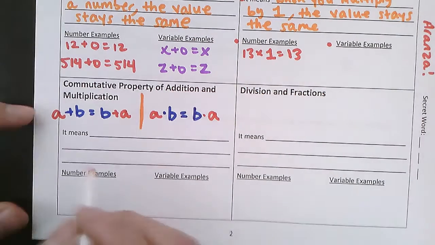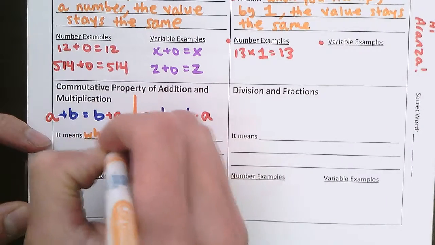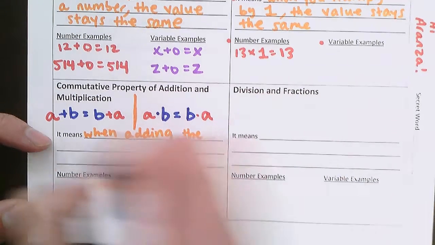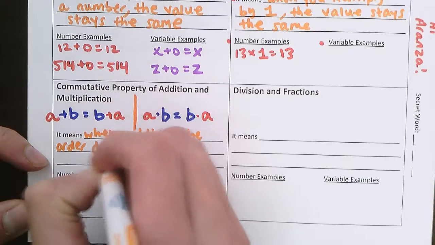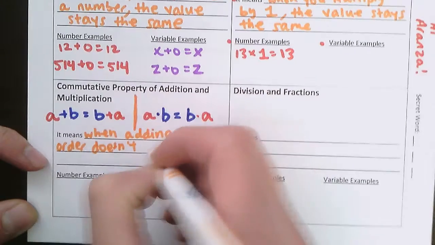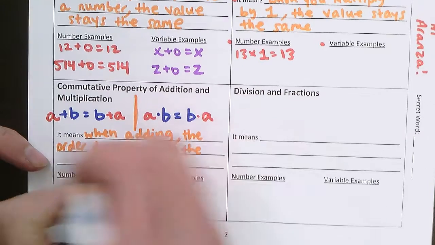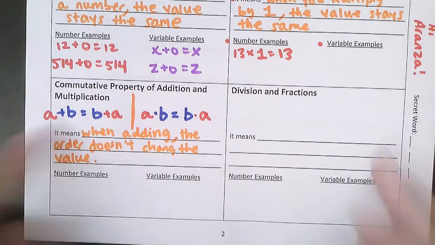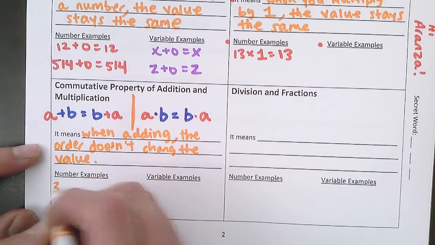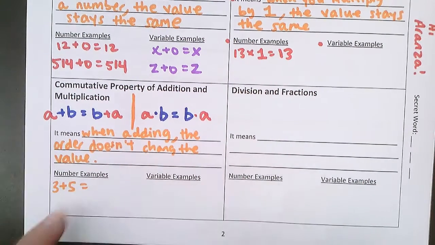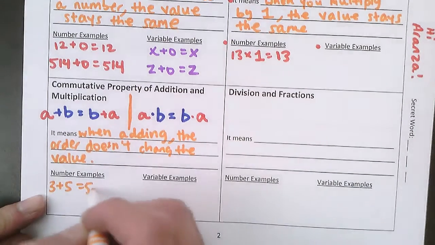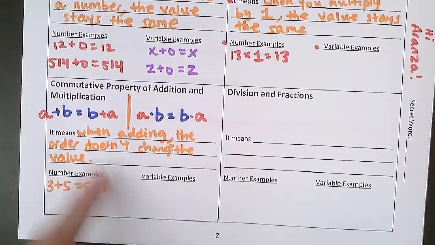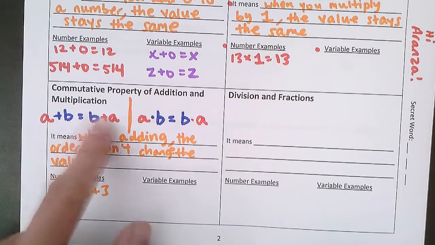And what this means is, when adding the order doesn't change the value. When you're adding, I can have a number like 3 plus 5, that's 8. If I change the order of it and make it 5 plus 3, that's also going to be equal to 8, so the value doesn't change. I've got my E here. So when you're adding, the order doesn't change the value.